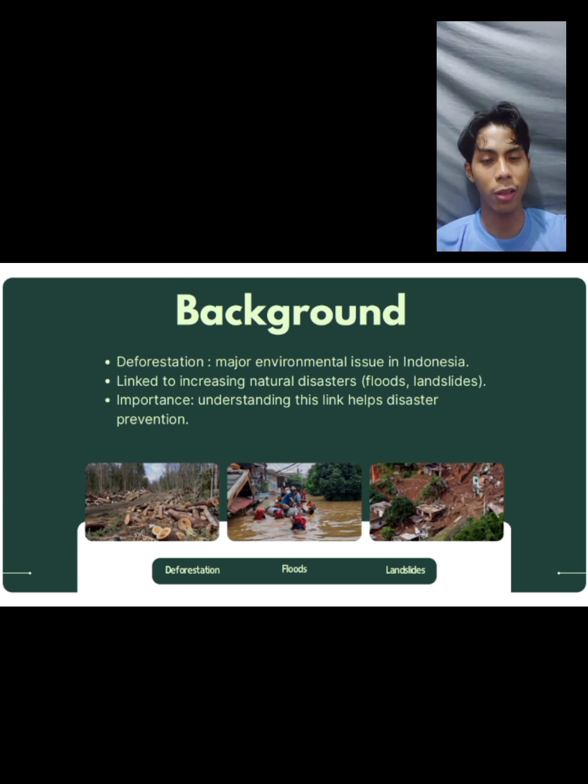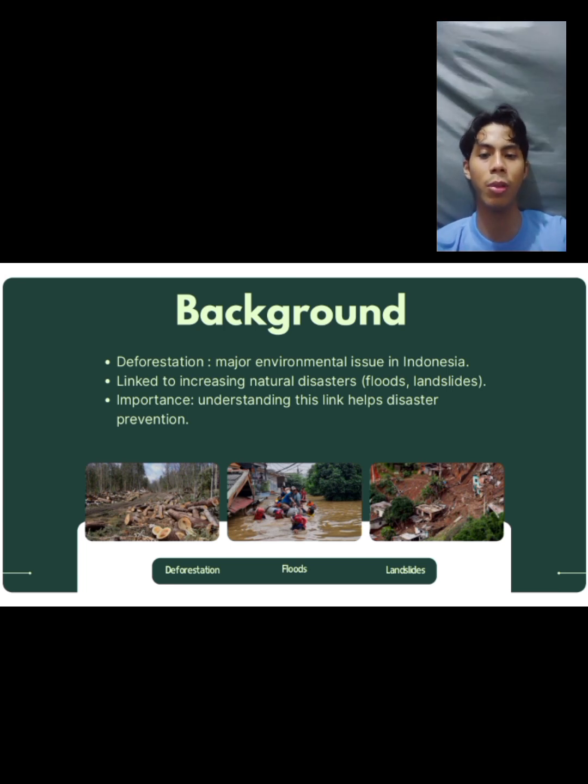When trees are cut down, the land loses its natural protection. Forests help absorb rainwater and prevent soil erosion. Without them, rainfall easily turns into surface runoff, which leads to floods and landslides. According to environmental reports, deforestation has already caused the loss of natural habitats and increased the number of disasters across several provinces.